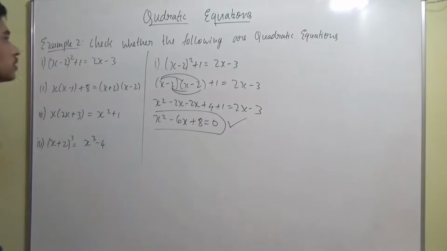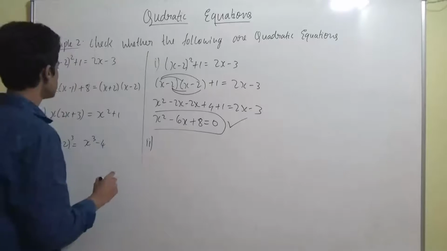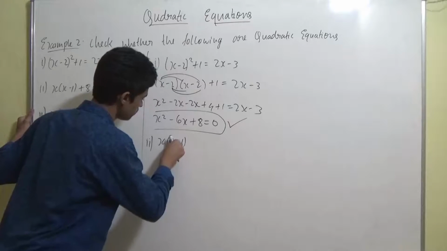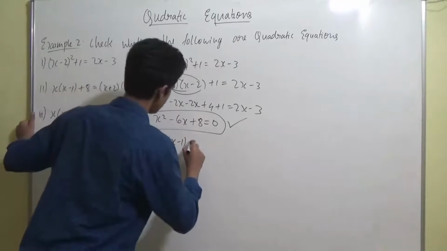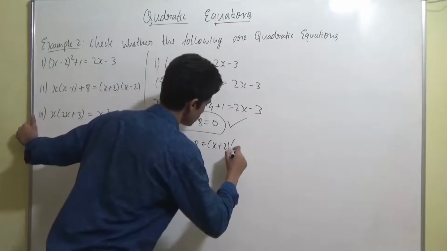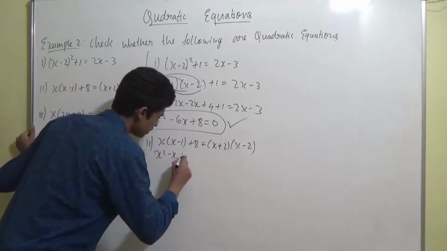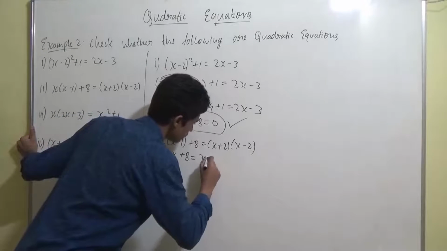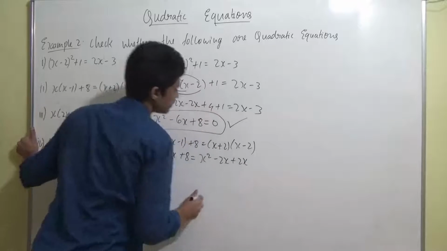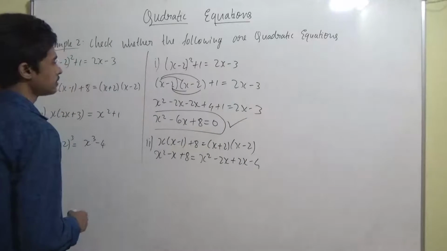You'll write the solution. Okay, now let's go to the second sub question. In the second sub question, the equation they have given to us is x minus 1, right, and then plus 8 equal to x plus 2 into x minus 2. So let's start expanding them. This becomes x square minus x plus 8 equal to, this becomes x square minus 2x plus 2x and minus 4. Getting it?